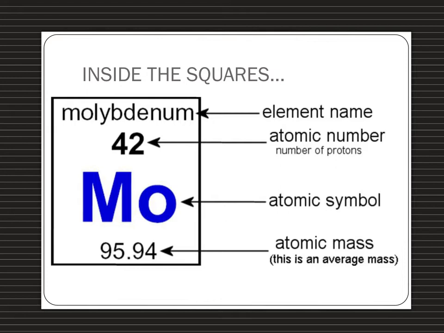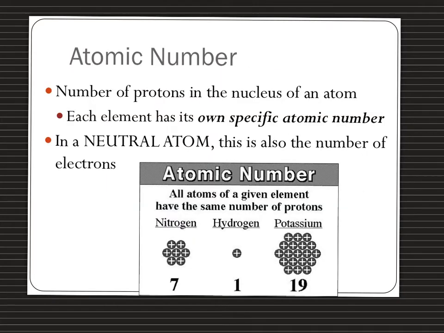Now, sodium's symbol is Na because some of the elements go by the Latin name instead of the English name of the element. Okay, atomic number is the number of protons in the nucleus. I already said that. Each element has its own specific atomic number. And in a neutral atom, it's also the number of electrons. So in a neutral atom, protons equal electrons.